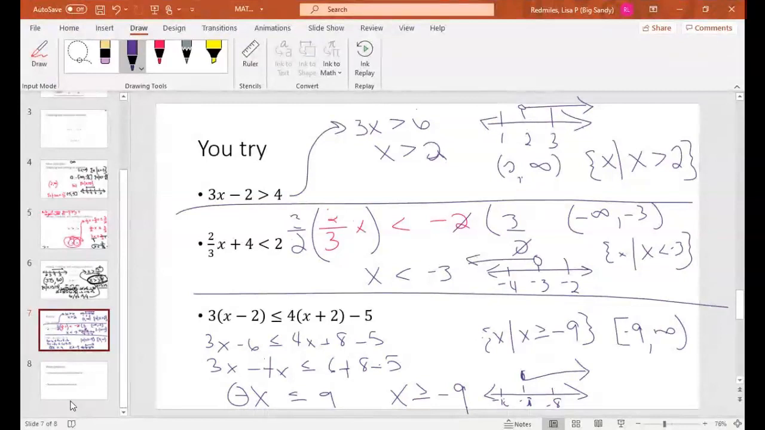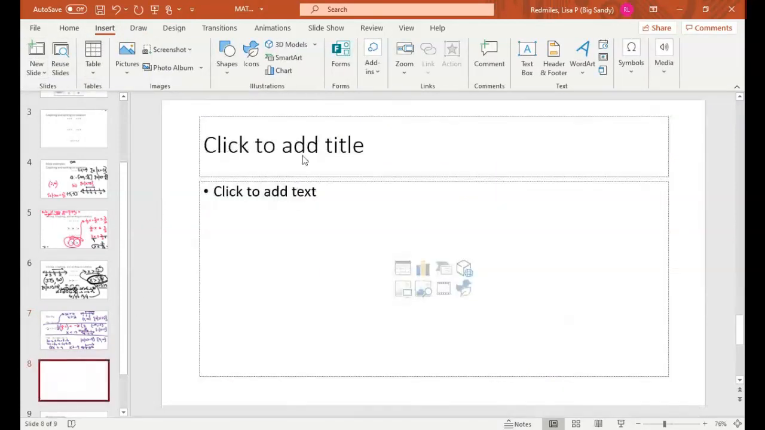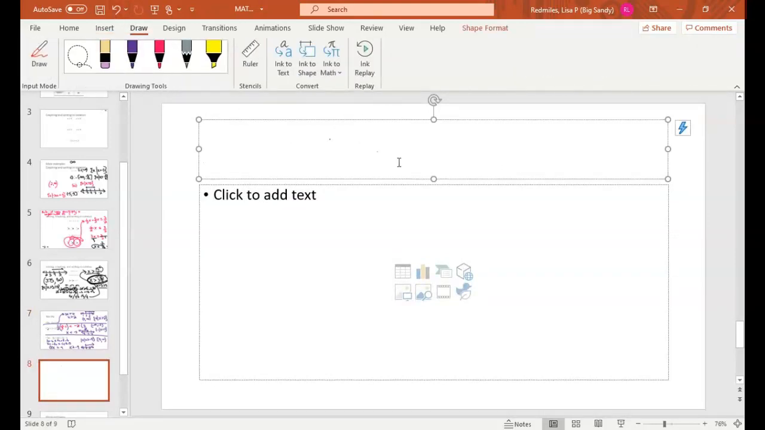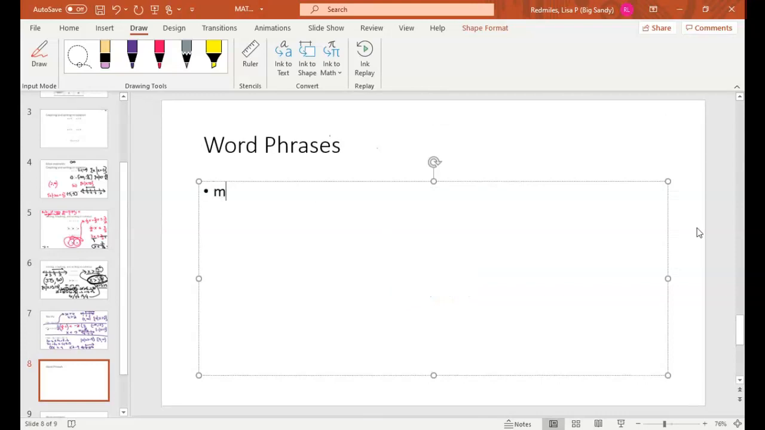So the last thing I want to look at actually is just a couple of word phrases, and that's just very quickly introduced in this section. I'm going to actually insert another slide here, because I want to review some things that we've learned about word phrases. Like when we have more than, so far it's meant to add. When we have less than, it's meant to subtract. And when we have is, it means equal to.